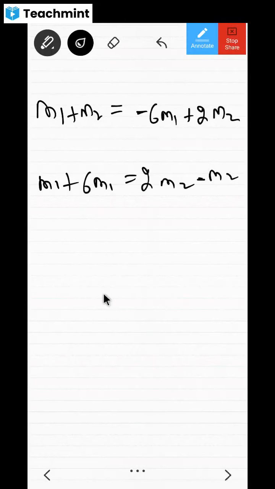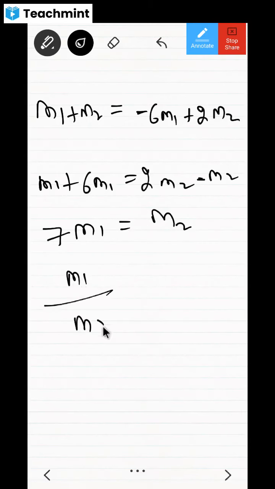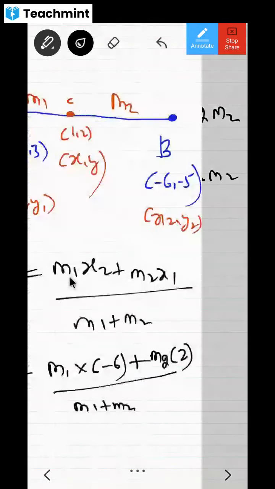Yes, sir. So now what it becomes? It becomes 7m1 is equal to 2m2 minus m2, which means it is m2. Now 1m2, I mean m2 means 1m2 only. So now if you bring this m2 this side, it becomes m1 divided by m2 and that is equal to 1 by 7, no? So this ratio, don't you think this ratio is 1:7?